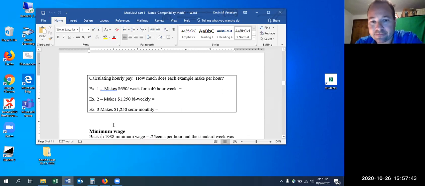Calculating hourly pay. I want you to know how to do this, to be able to calculate it if somebody says, okay, I'm paid $1,200 bi-weekly, or $1,200 semi-monthly, or $690 a week. How does that break down into hourly pay? If you wanted to order how people are paid, it's hard to order them when they're all in different formats: weekly, bi-weekly, or semi-monthly. So the easiest way is just to break it all down into hourly pay.